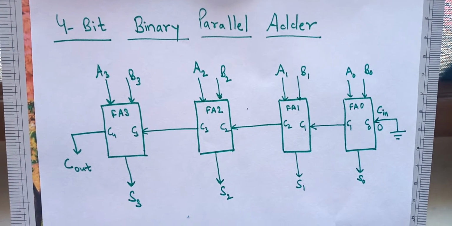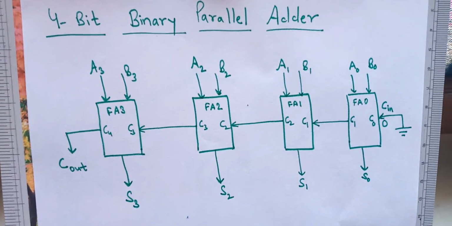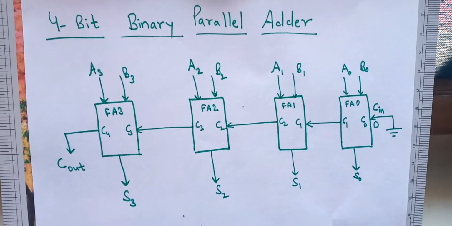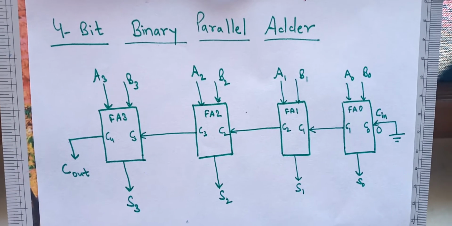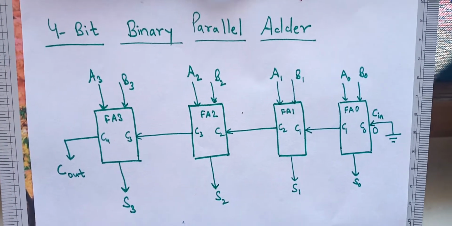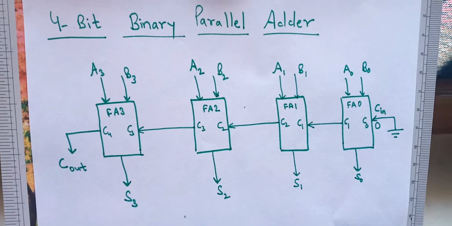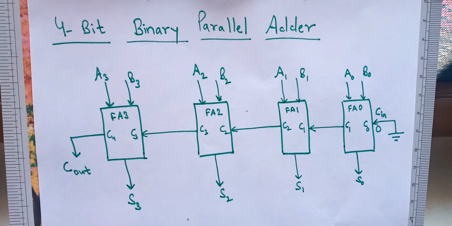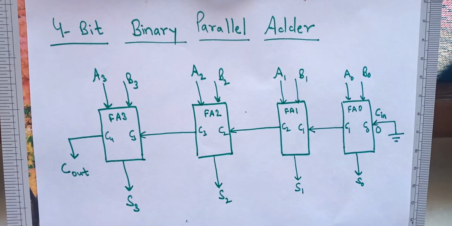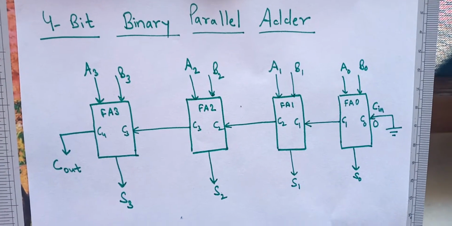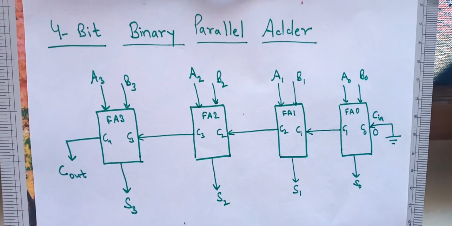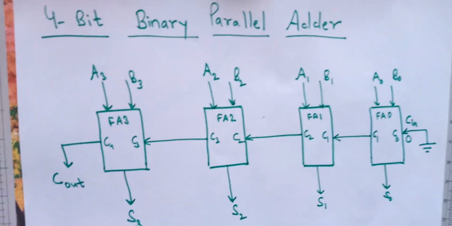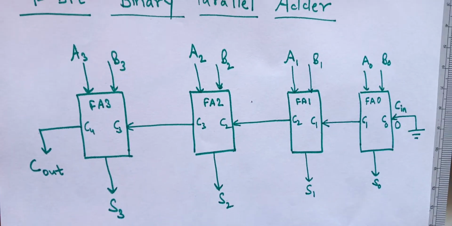FA1 is the name we have given to the next full adder, where 3 inputs are required. These 3 inputs will be A1 and B1 along with this C1. C1 is the carry output of the FA0 full adder, and this will become the carry input for the FA1 full adder. So the 3 inputs are complete: A1, B1 and C1. For this full adder, S1 is the sum output and C2 is the carry output. So these are the 2 outputs of FA1.